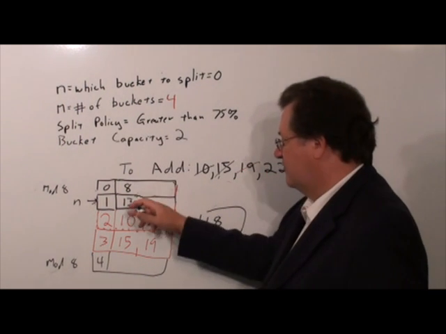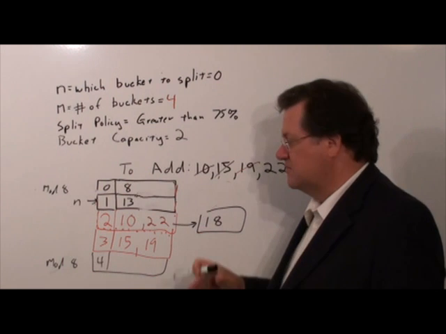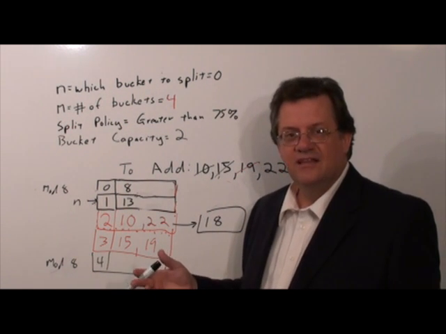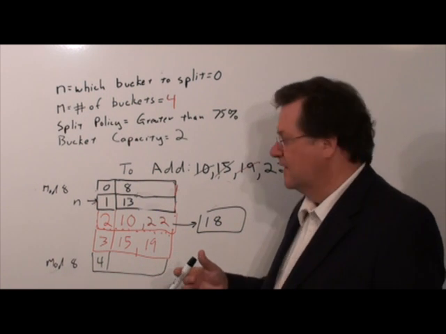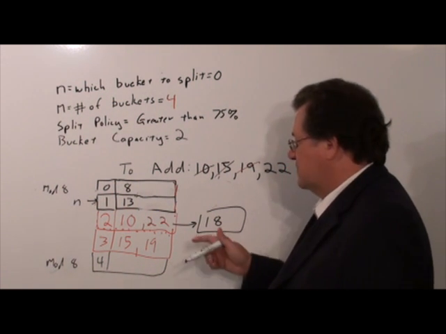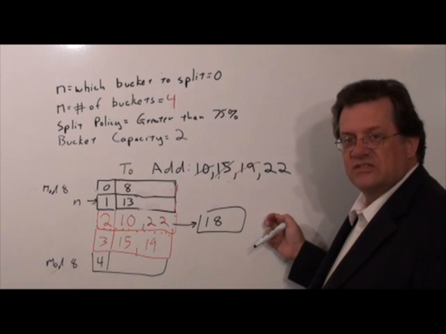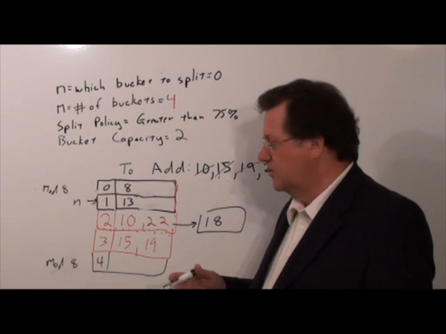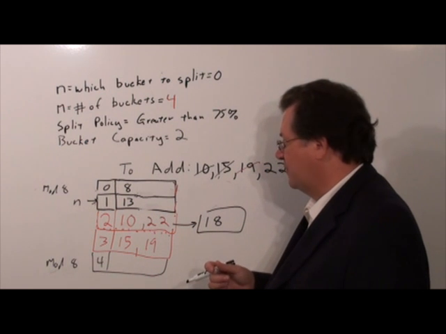Now if you do a count, we have 2, 4, 6, 7 items, and we have 5 slots, so it's 7 over 5 times 2, or 7/10, which is 70%, so we're okay. Now it is possible we can have an overflow which causes another overflow. That's possible too, but I just wanted to show you a typical type of example.